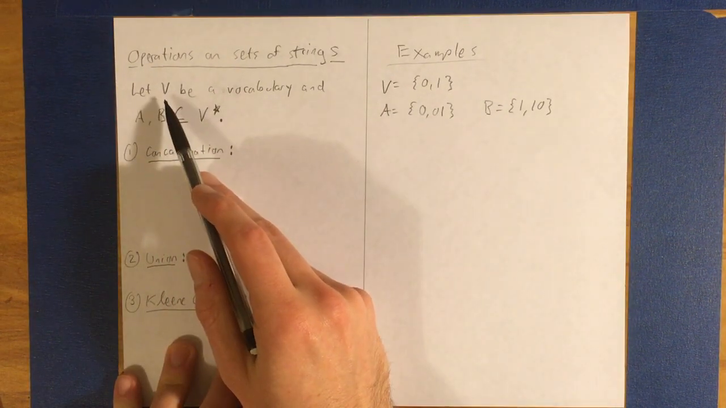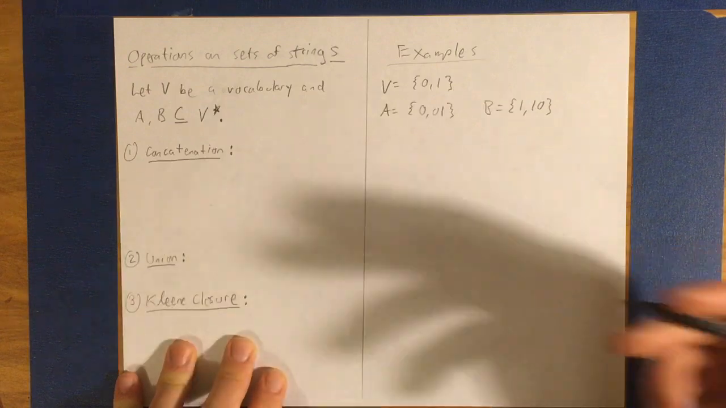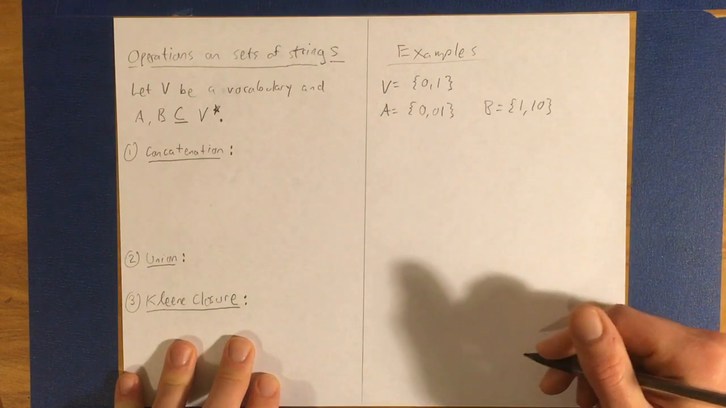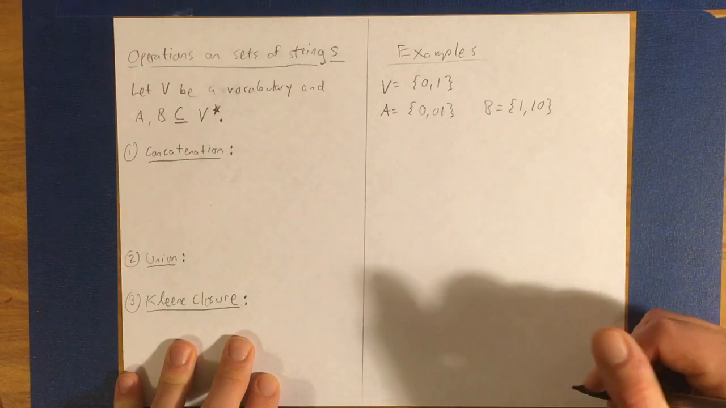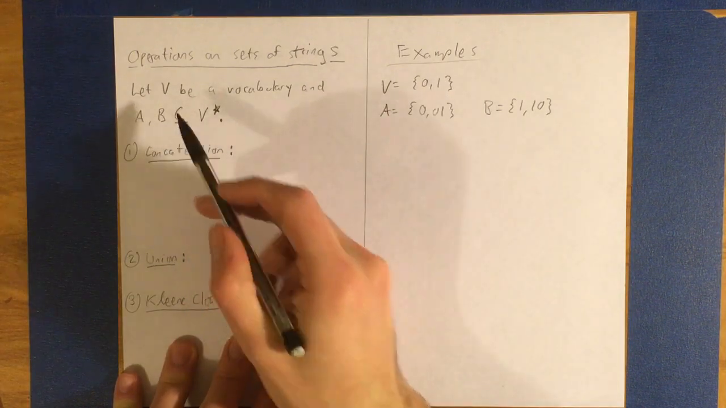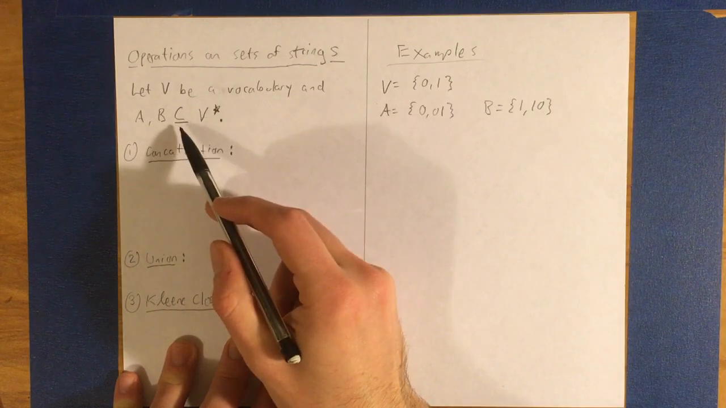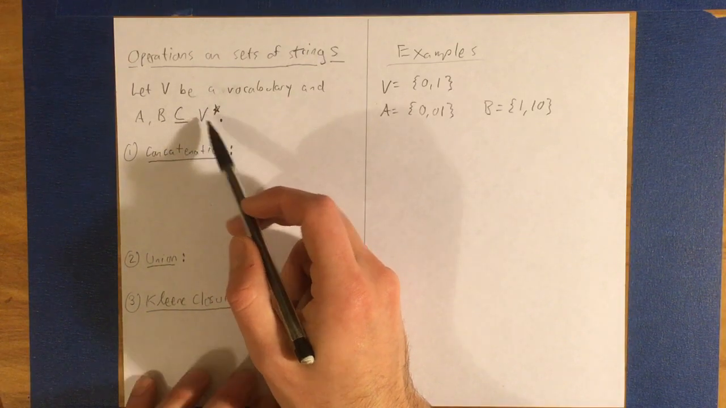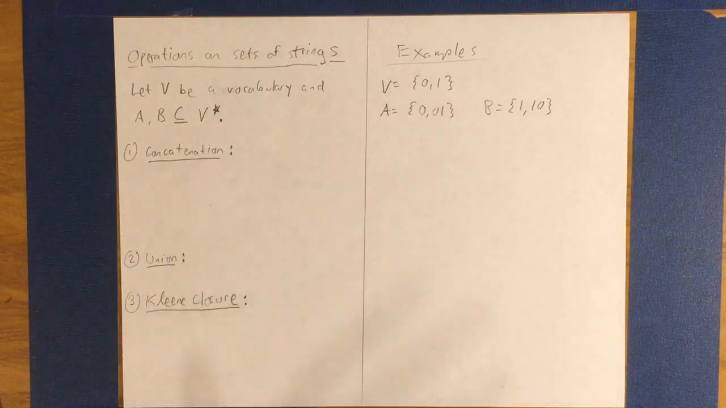Let V be a vocabulary. It could be the input alphabet for a machine, or it could be the vocabulary that you're using for a phrase structure grammar, or just the vocabulary that you're using for a language of any type. And then we're going to have A and B be subsets of V star, not elements. So A and B aren't strings, they're sets of strings. V star is kind of like the universal set in this context. It represents the set of all possible strings, and A and B are subsets of that.